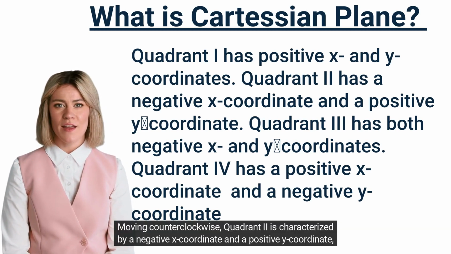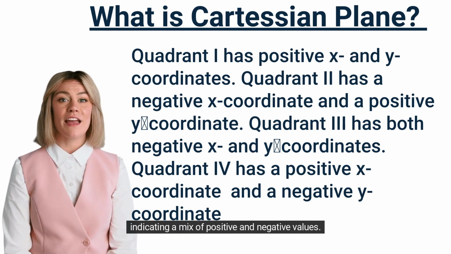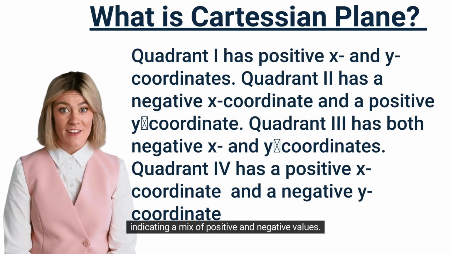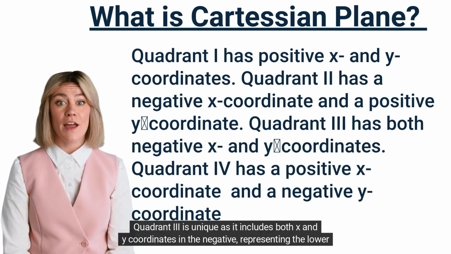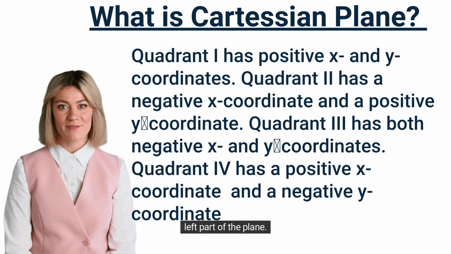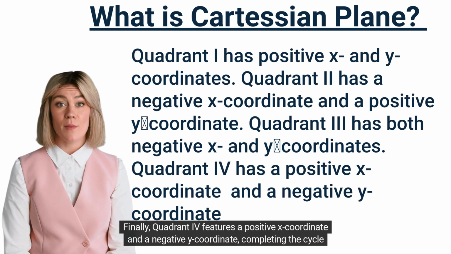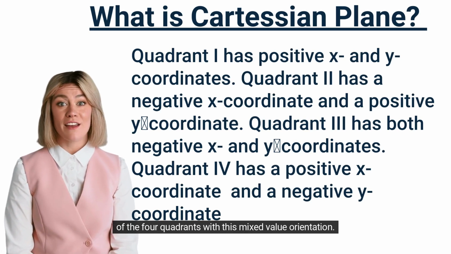Moving counterclockwise, quadrant 2 is characterized by a negative x-coordinate and a positive y-coordinate, indicating a mix of positive and negative values. Quadrant 3 is unique as it includes both x and y coordinates in the negative, representing the lower left part of the plane. Finally, quadrant 4 features a positive x-coordinate and a negative y-coordinate, completing the cycle of the 4 quadrants with this mixed value orientation.